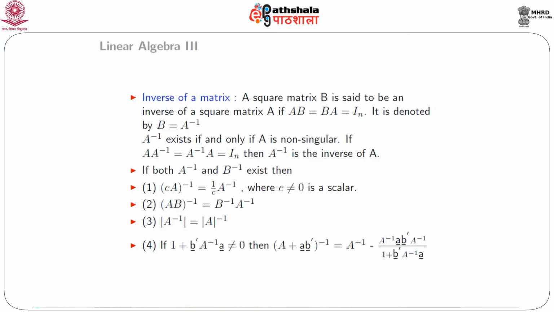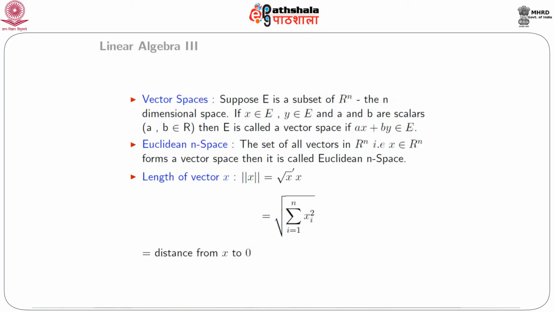Vector spaces. Suppose E is a subset of Rn, the n-dimensional space. If X is in E, Y is in E, and a, b are scalars, then E is called a vector space if aX plus bY belongs to E. The set of all vectors in Rn forms a vector space called the Euclidean n space.